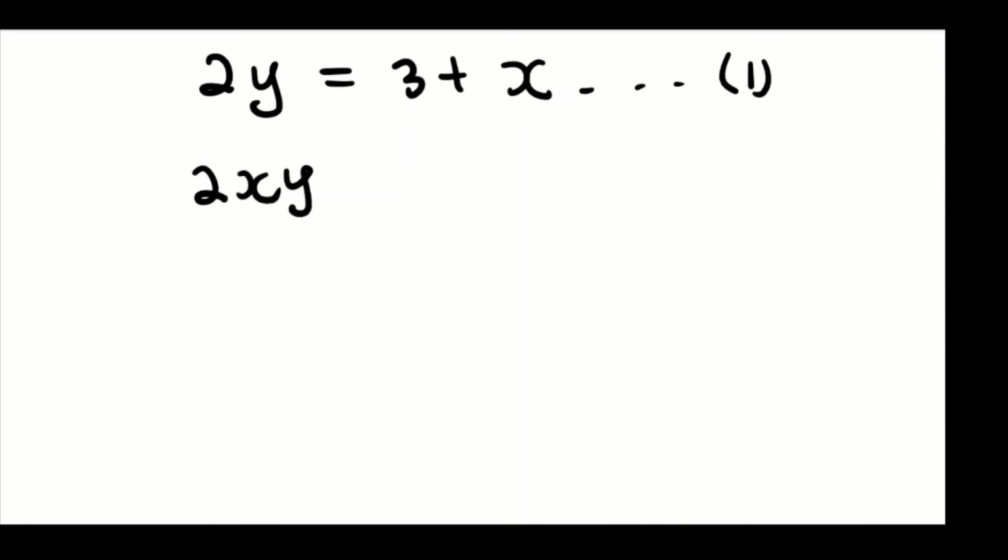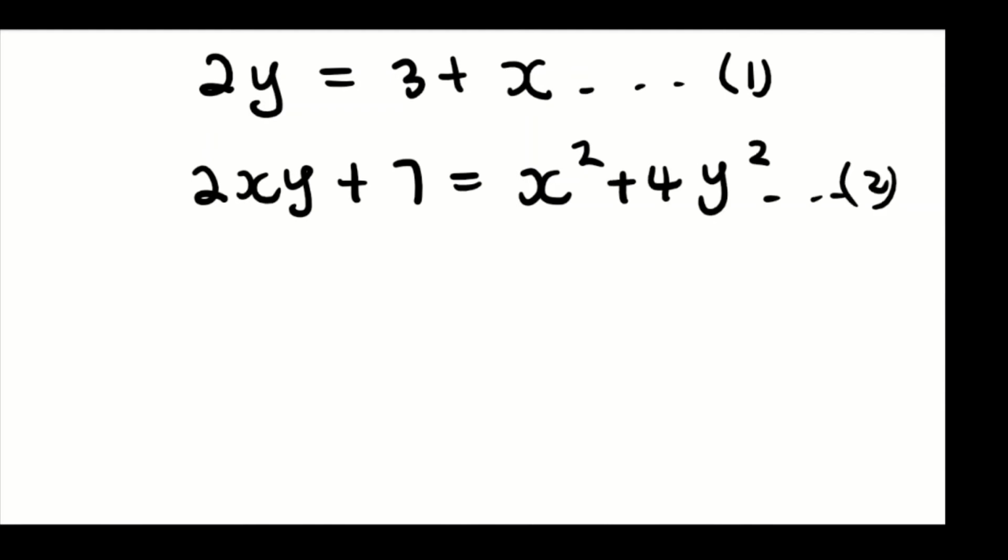We have 2y = 3 + x, so this would be our equation 1, and we have 2xy + 7 = x² + 4y², right? So this would be our equation 2. Now we're going to create equation 3 using any of the two equations, but I advise you choose an equation that is simpler. So this top equation, equation 1, looks simpler to create equation 3, right?